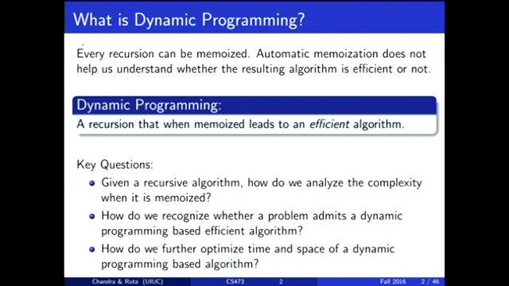And the key questions when you think about this technique are, how do you recognize the structure of the subproblems? Perhaps this is the hard part. How do you recognize that a problem admits a certain kind of dynamic programming solution? And then the last part is to further optimize, to improve the running time from some specific polynomial time to something even better by using some optimization.